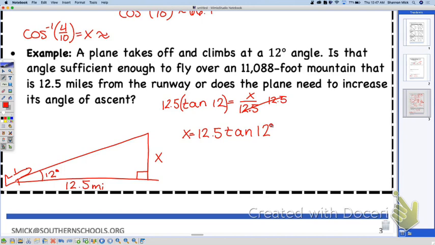And I can use my calculator. I just need to see if it's greater than what? 11,088. Okay, so I put it in my calculator. I put 12.5. And then I go to my trig stuff and grab the tangent function. Those of you that don't, you just hit tangent, then 12, enter, and then times 12.5. And you should get 2.65, which would go up to 2.7.